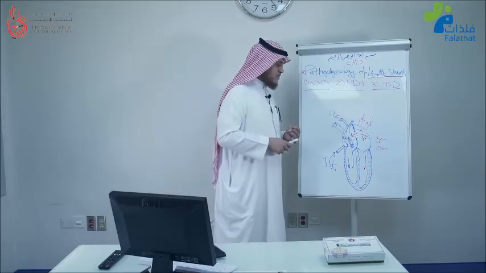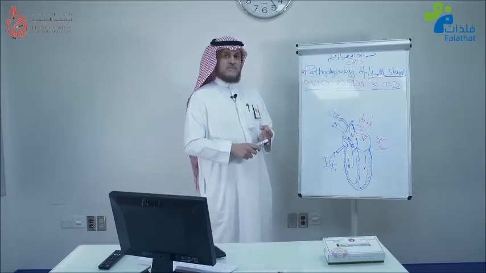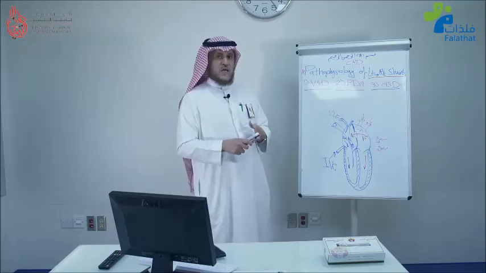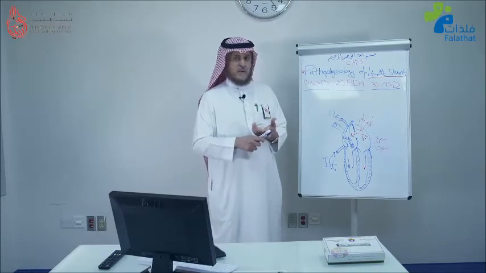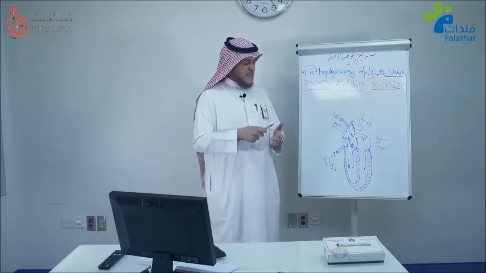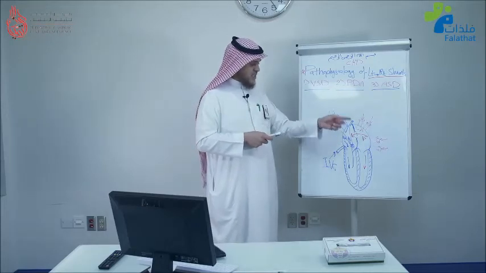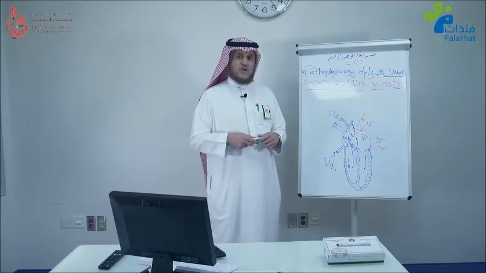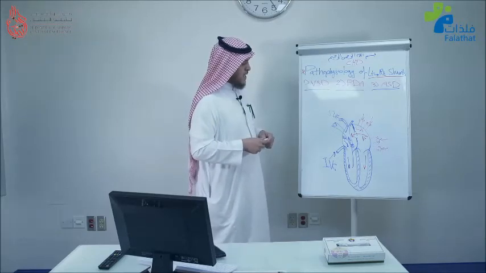So to recap, it is a left to right shunt. It dilates the right side of the heart. It causes increased pulmonary blood flow, and rarely causes pulmonary hypertension as a pathophysiological effect. It can cause atrial arrhythmias because of significant atrial dilatation from the left to right shunt. Symptomatology: most of these ASD patients are actually asymptomatic.